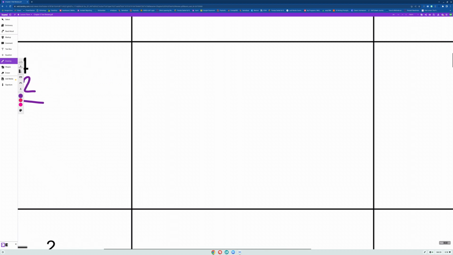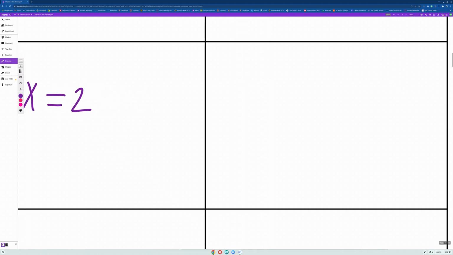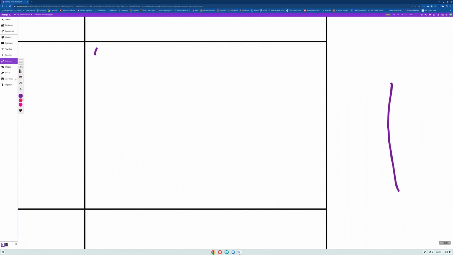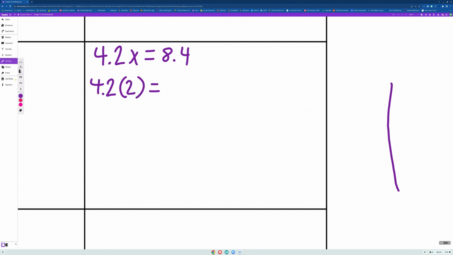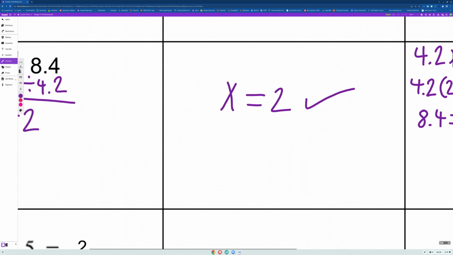If x is equal to 2, if this is a true statement, then I should be able to plug it back in and get the same answer. So 4.2x is equal to 8.4. 4.2, now instead of x, I'm going to multiply by 2, is equal to 8.4. And that does check out. So because 8.4 is equal to 8.4, that means that x equals 2 is the correct answer.